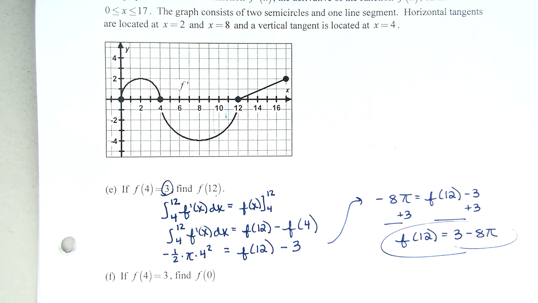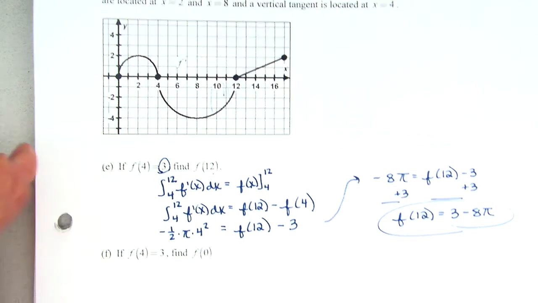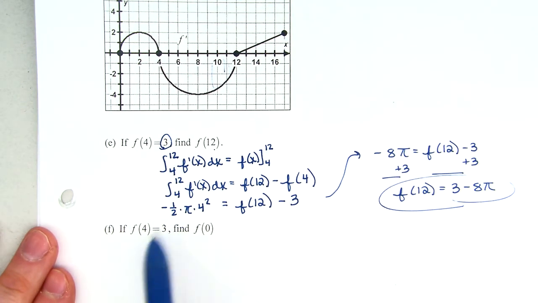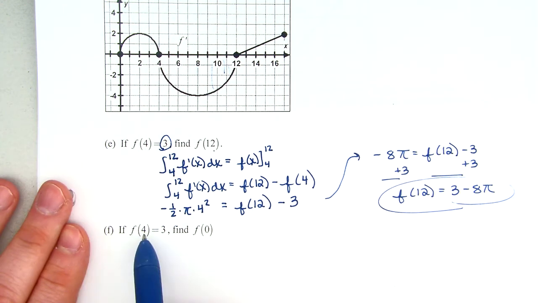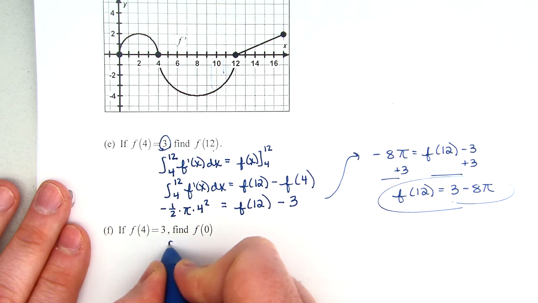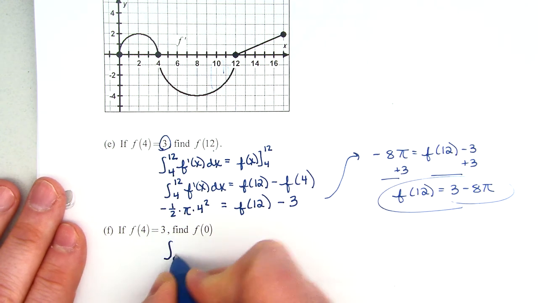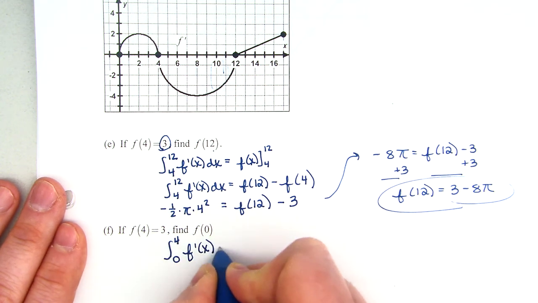I'm doing signed area ideas, but because we didn't have a function defined by an integral, I basically created my own definite integral and did a little bit of algebra to solve for the value that I'm looking for. Let me show you another one. Telling you again that f of 4 is 3, I want you to find f of 0. I'm going to set up an integral between 4 and 0. But because I'm going to go do some signed area things from the graph, I always want to go from lowest to highest. So how about I make it the integral from 0 to 4 of f prime of x dx.